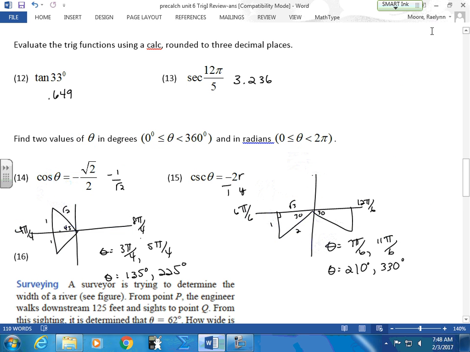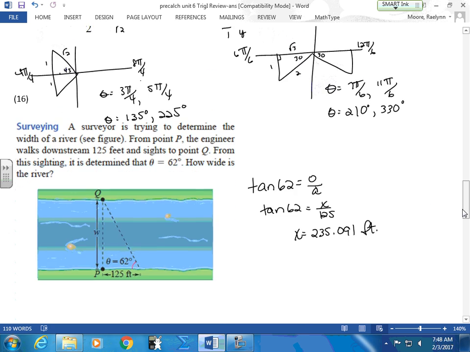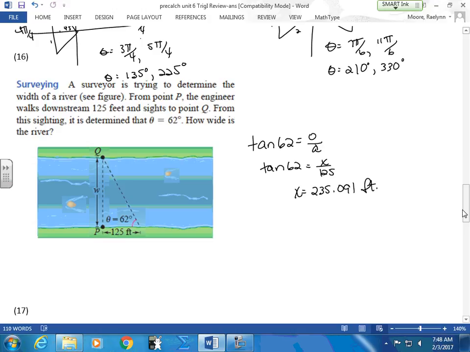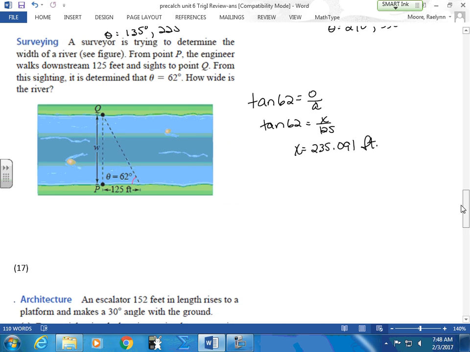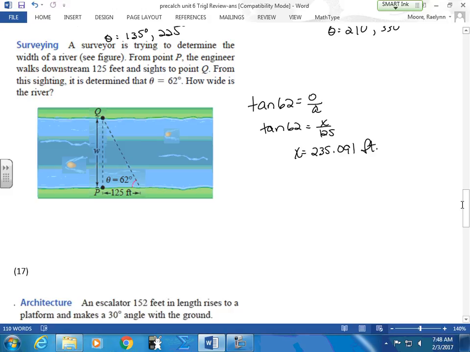Let's hit this next one. Are you guys okay with this? Give me 3 decimals. Put your mode back in degrees. Make sure your mode is degrees. Wait, what was it? Go ahead. Sorry. Everybody good with this? And that's your angle of reference.